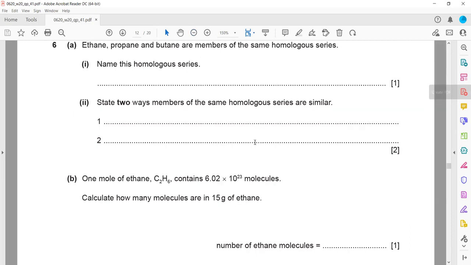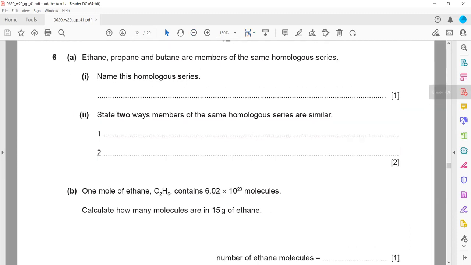In this question, question number 6, ethane, propane, butane are members of the same homologous series. Name this homologous series, like what we call ethane, propane, butane, which series they belong to. As you can see, the name is ending at ane. So which series do methane, ethane, propane, butane belong to? They belong to alkane.